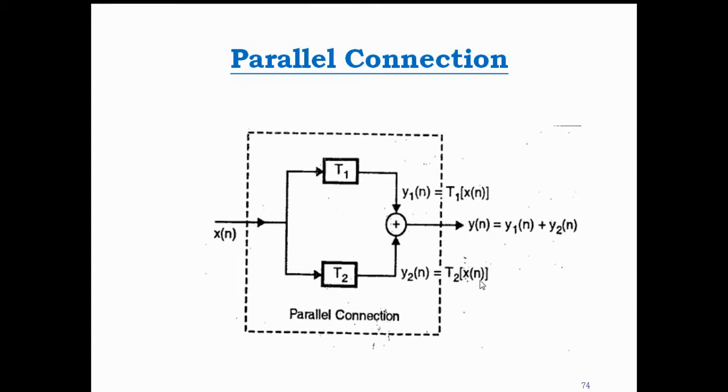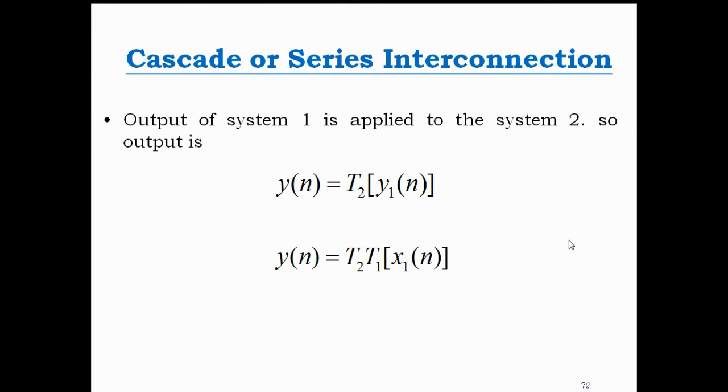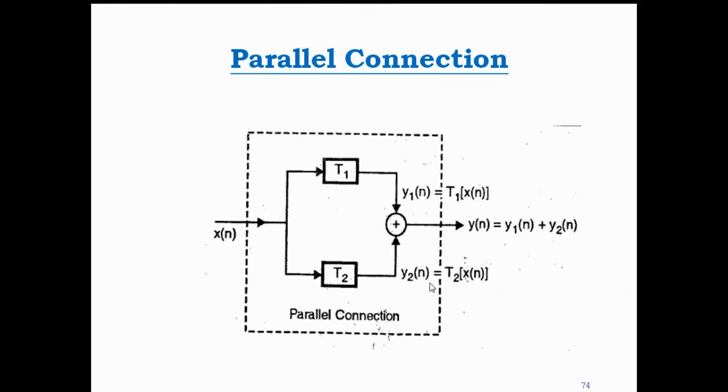So y1 of n and y2 of n are the two independent output signals coming from the systems T1 and T2, and both are connected in parallel, as you can see in this block diagram. So the final output y of n can be defined as y1 of n plus y2 of n. So you can understand, if we talk about a series connection, the system is considered as a multiplication of the individuals. When we talk about a parallel connection, both the systems' outputs come as an addition of the individuals, right?